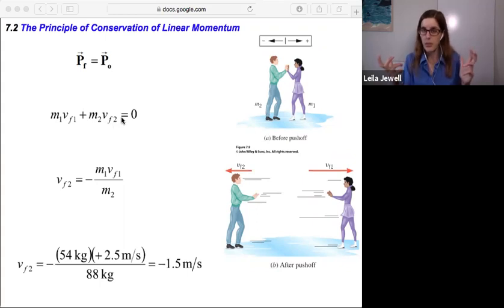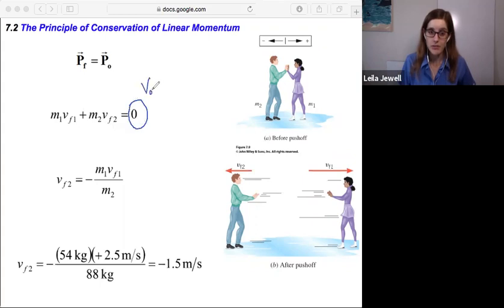You could also set up a problem where they're moving, but perhaps they're ice skaters stuck in the middle of a frozen lake and they're trying to get off the lake. They're stuck not moving. Well, if they push off each other, then they'll be able to start moving, but their initial velocity is 0. So the initial momentum is also 0.